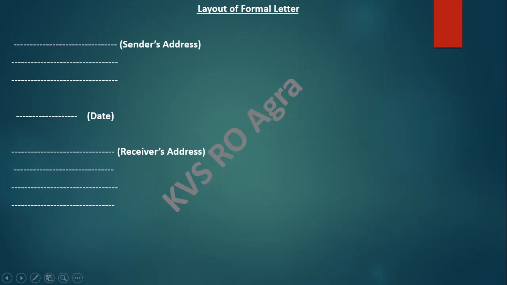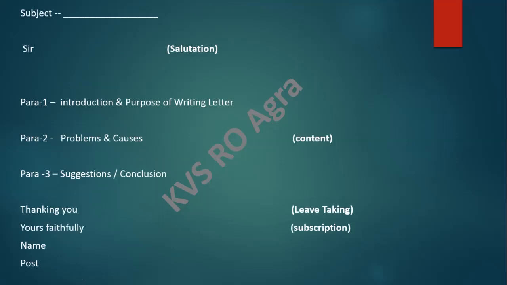Then you have to write the receiver's address, and after that you will write subject followed by the salutation sir. Then you will start the paragraphs. In first paragraph you will introduce yourself and purpose of writing letter. In the second paragraph you may write problems and causes. In third paragraph you can write suggestions and conclusion, then leave taking phrase, that is thanking you, and subscription, yours faithfully, followed by name and his post.